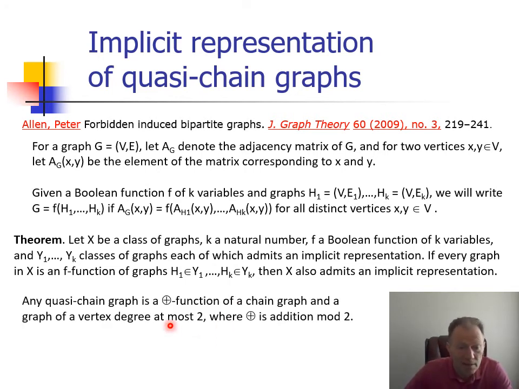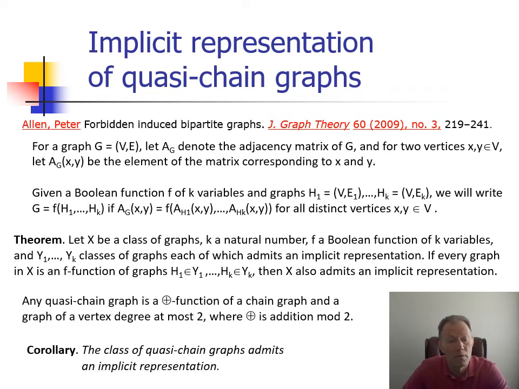From the structural characterization of quasi-chain graphs presented earlier, we know that any quasi-chain graph is a function of a chain graph and a graph of vertex degree at most 2. Chain graphs have bounded clique-width and therefore admit an implicit representation, and any class of graphs of bounded vertex degree also admits an implicit representation. Therefore, the class of quasi-chain graphs admits an implicit representation too.